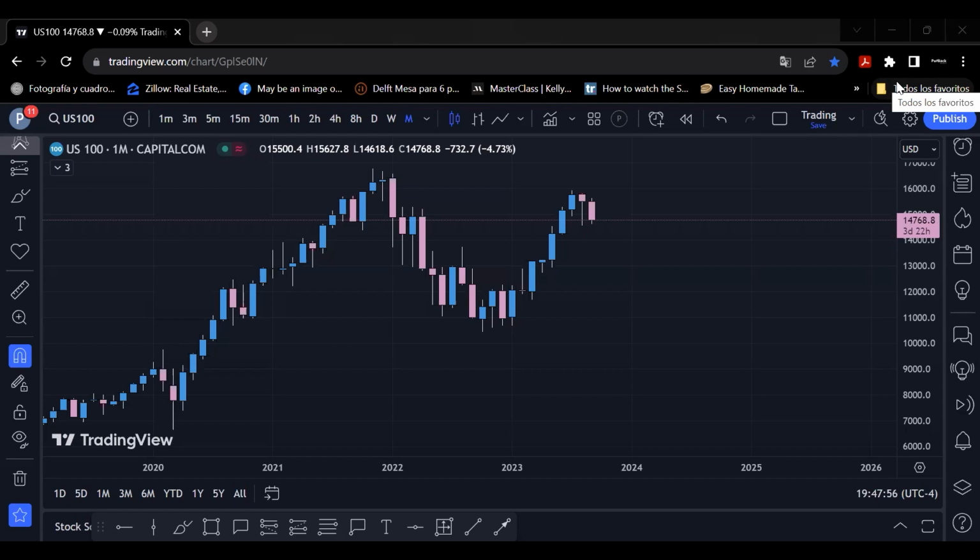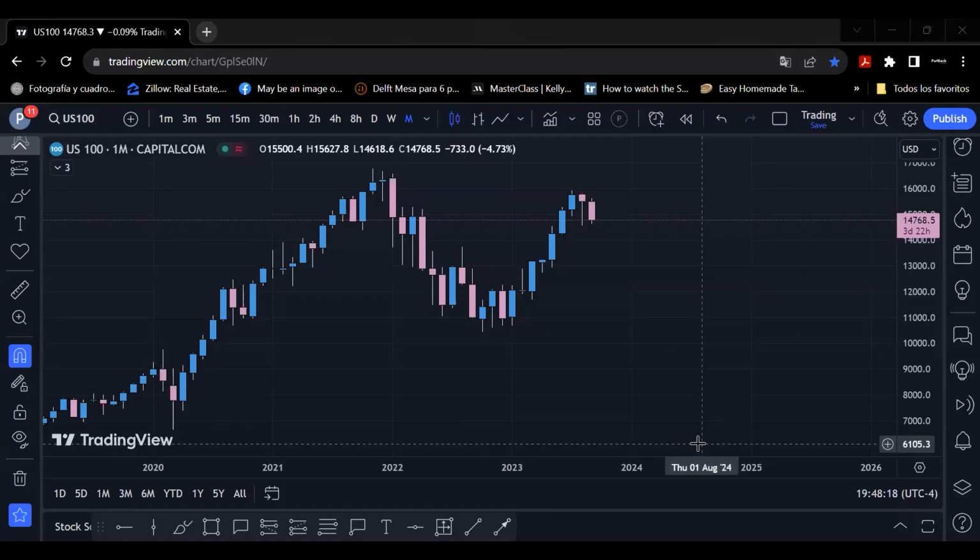We're going to be looking at how we're able to do a top-down analysis and keep things organized using TradingView for our personal trading. Okay, so we're going to be looking at the asset class that I normally trade, or always trade, which is the US 100 or the NASDAQ.